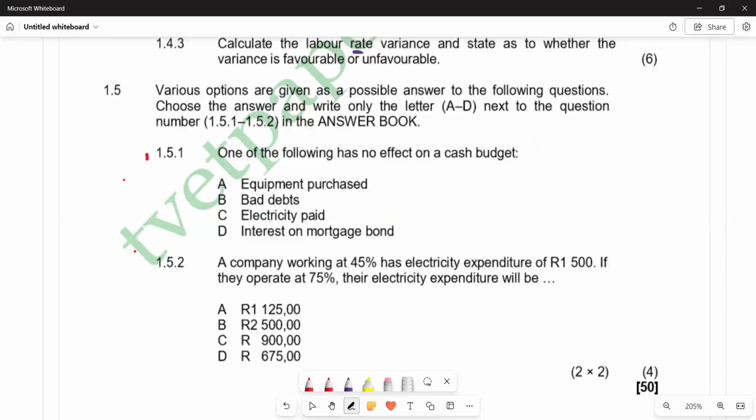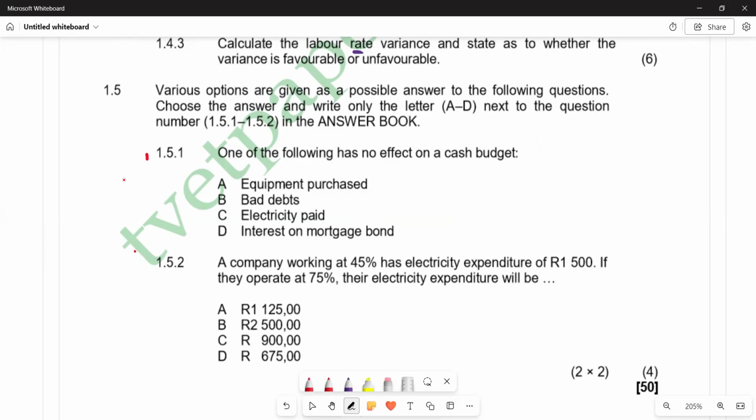So the first one is saying one of the following has no effect on cash budget. Remember, cash budget shows actual cash movements in and out of the business, the anticipated actual cash movements in and out of the business. Non-cash items, we are not going to include them in the cash budget. That's the most basic hint that we can have in terms of identifying items that we should include in the cash budget. We have got non-cash items that are charged in the income statement, that is the profit and loss account, that are not indicated in the cash budget because there will be no cash movement. For example, depreciation, there's no cash movements. Provision for bad debts, there's no cash movements.